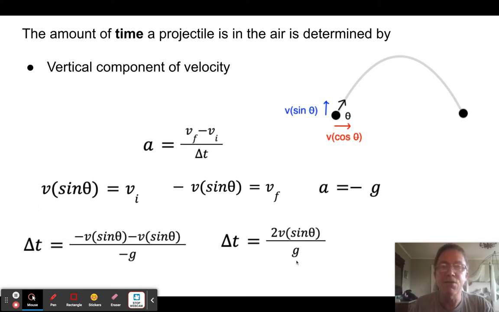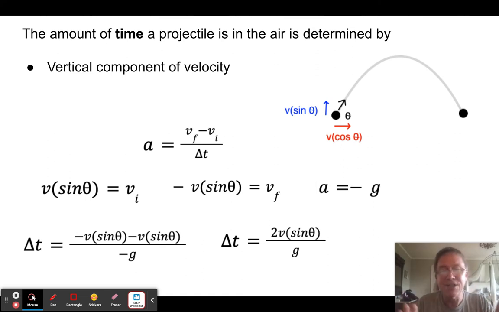I say, okay, if I know that v sine theta, the vertical component, is 30, I just go, look, if it's going up at 30, I'm going to divide by 10. It's going to go up for 3 seconds. Now it's got to come down. That's another 3 seconds. So I just take the vertical velocity, divide it by 10, and double it, because it's got to go up and it's got to come down.